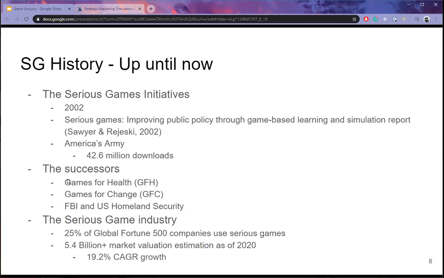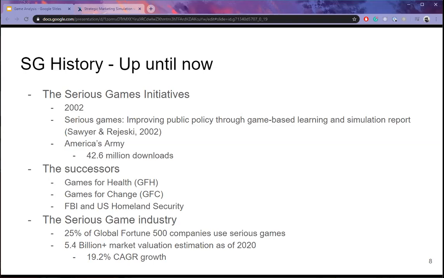for the serious game history from the 2000s up until now, we can first look back to 2002 when two major events happened in the serious game industry. The first of which was the release of probably among the first proper studies on how to better the education of serious games, in the paper Serious Games: Improving Public Policy Through Game-Based Learning and Simulation by Sawyer and Rajeski.